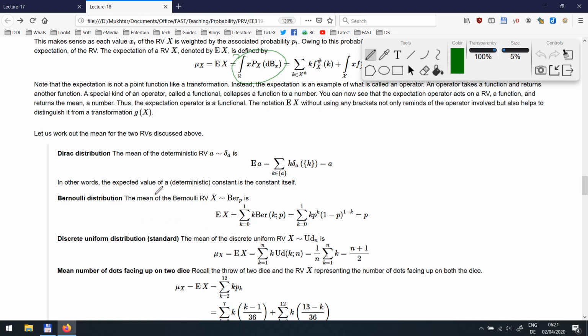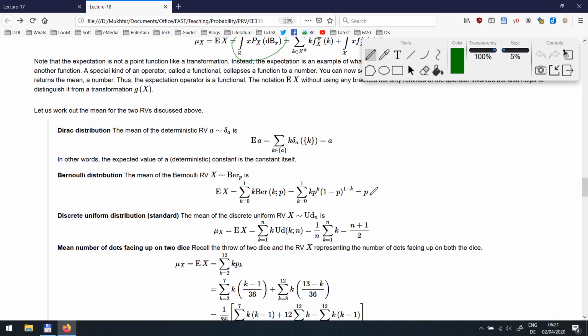For the Bernoulli random variable, X distributed according to Bernoulli distribution with probability p of success, what is the mean? You again take the weighted sum. So you have two values, 0 and 1. 0 will be weighted by 1 minus p, 1 will be weighted by p, multiply, add, and you get p.